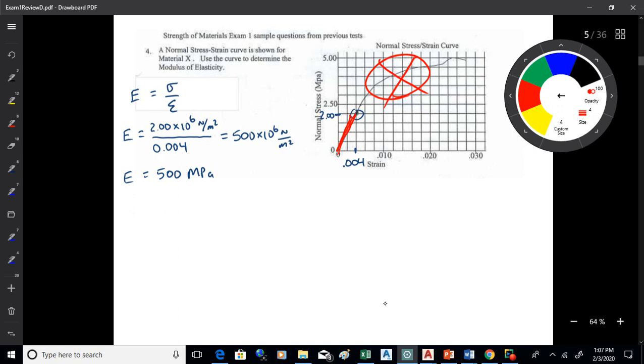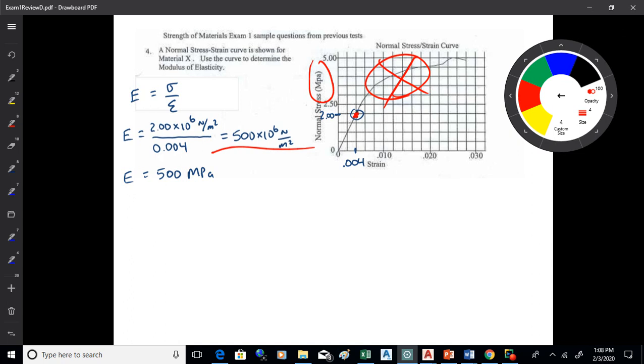So you just find a convenient point on the straight portion of the graph, which I found right there. So the stress is 2 megapascals, and the strain is just a unitless number, 0.004. So just divide the stress over the strain, you get E. That was about all that happened on that one, okay?